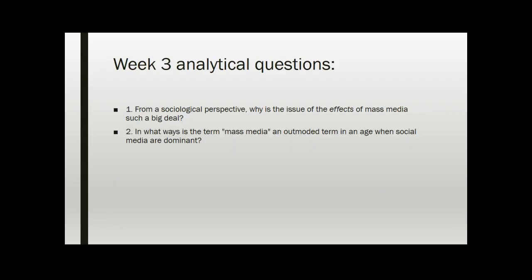Here are the analytical questions that I have posted on the course page for week 3, which is our first week of student-led discussion groups. From a sociological perspective, why is the issue of the effects of mass media such a big deal? And the second question, in what ways is the term mass media an outmoded term in an age when social media are dominant?